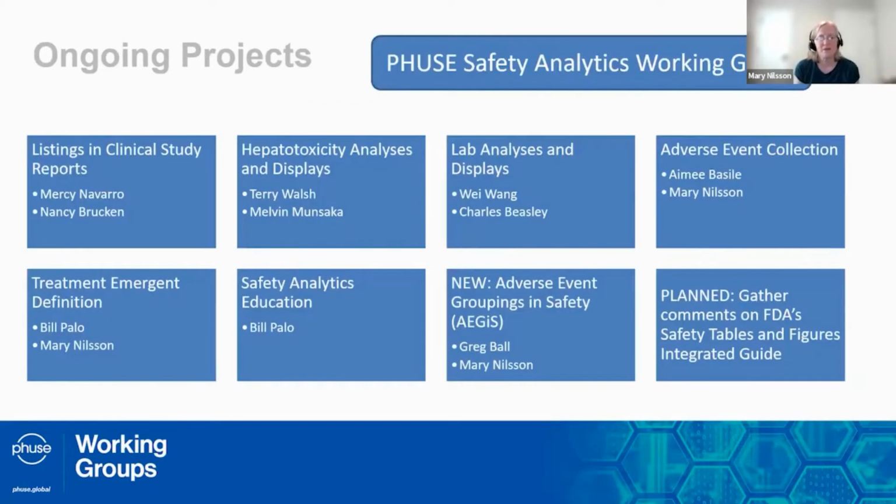We have several ongoing projects, and a lot of these do overlap with the FDA's integrated guide. We do have a group on liver analyses, and we still have a group on lab analyses. We have an adverse event collection group, on treatment emergent definition. We have a whole project team devoted to treatment emergent safety analytics. Greg already mentioned the adverse event groupings and safety. That's a new project, and certainly could be considered supplementary to the FMQ effort. And then we do plan on initiating a project to gather comments on the FDA docket.